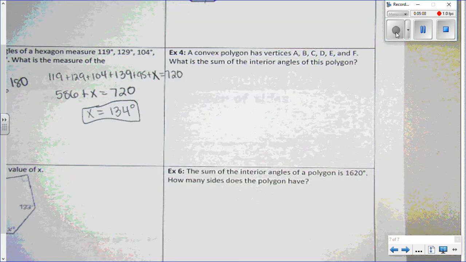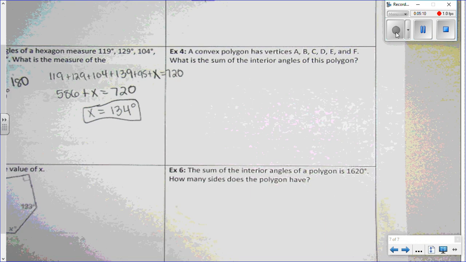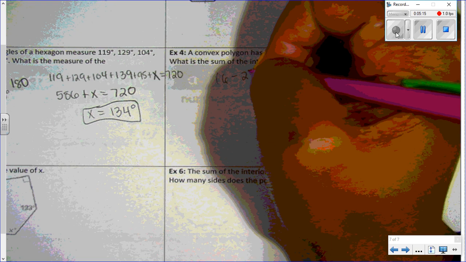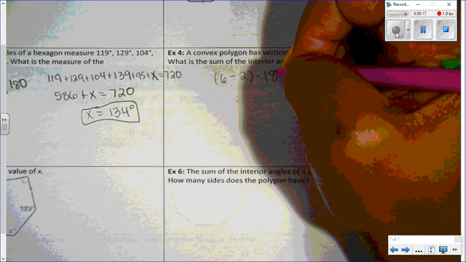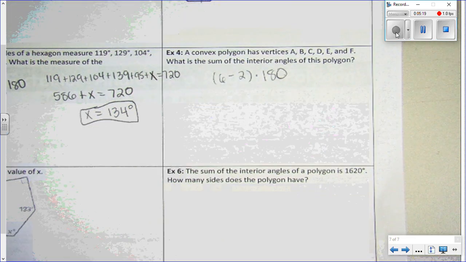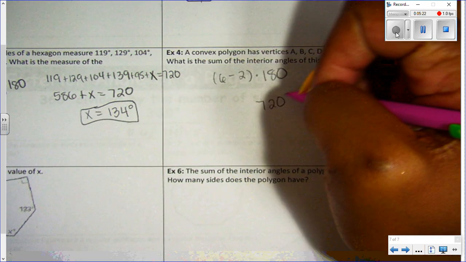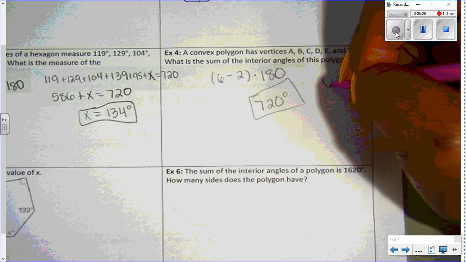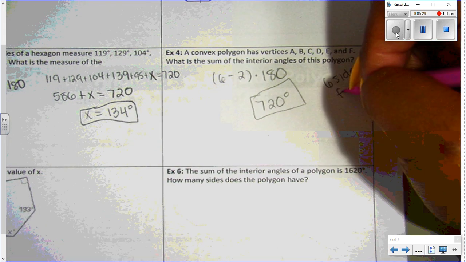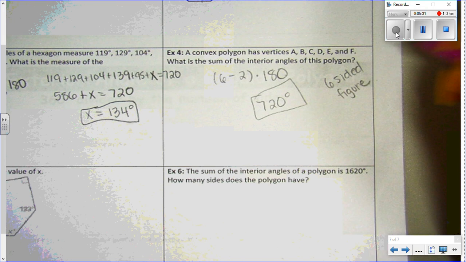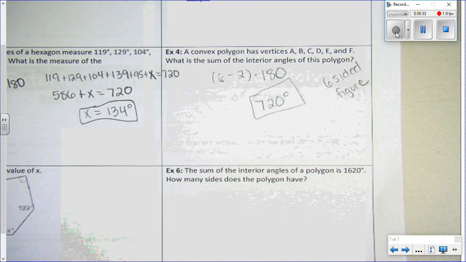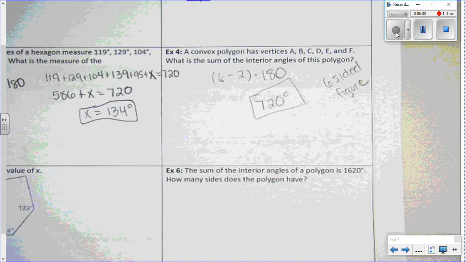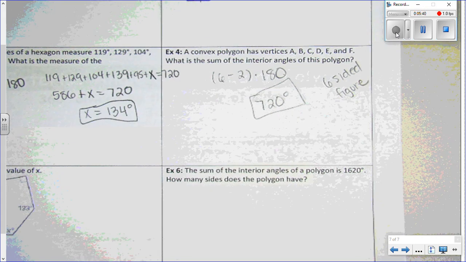So then we can figure out what the sum of the interior angles is. We'll do 6 minus 2 times 180. Multiply that, and it's 720 degrees. And we knew this because this was a 6-sided figure, because it has 6 vertices. Okay, so kind of like examples 1 and 2, you're doing the same thing. It's just another way to present how to figure out how many sides there are.